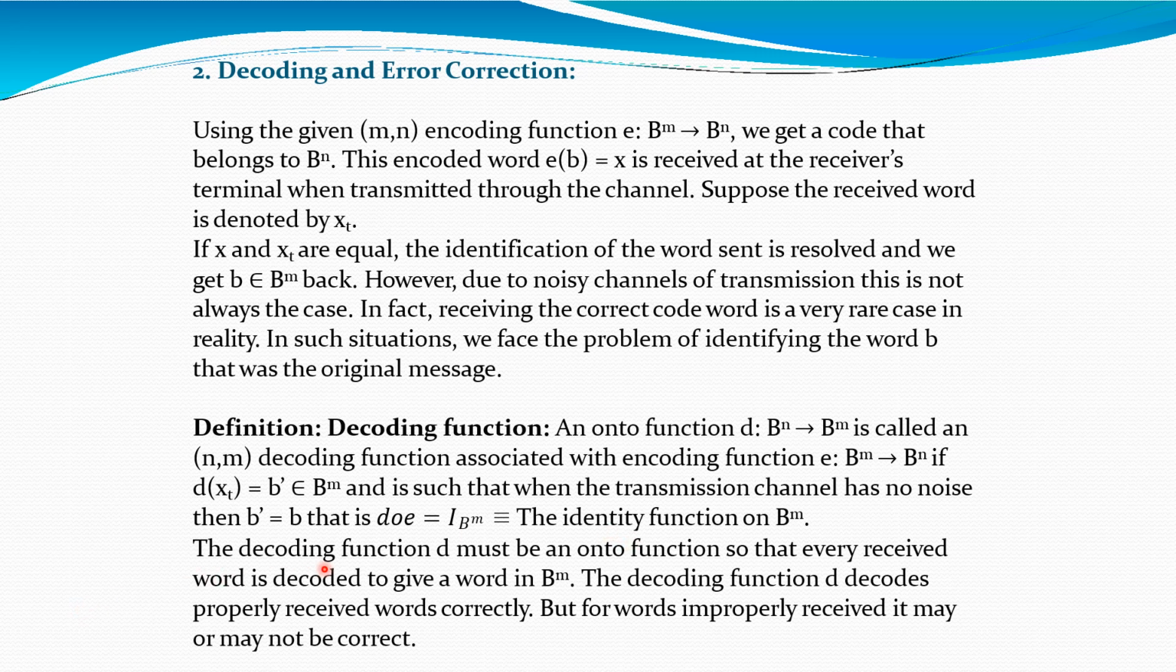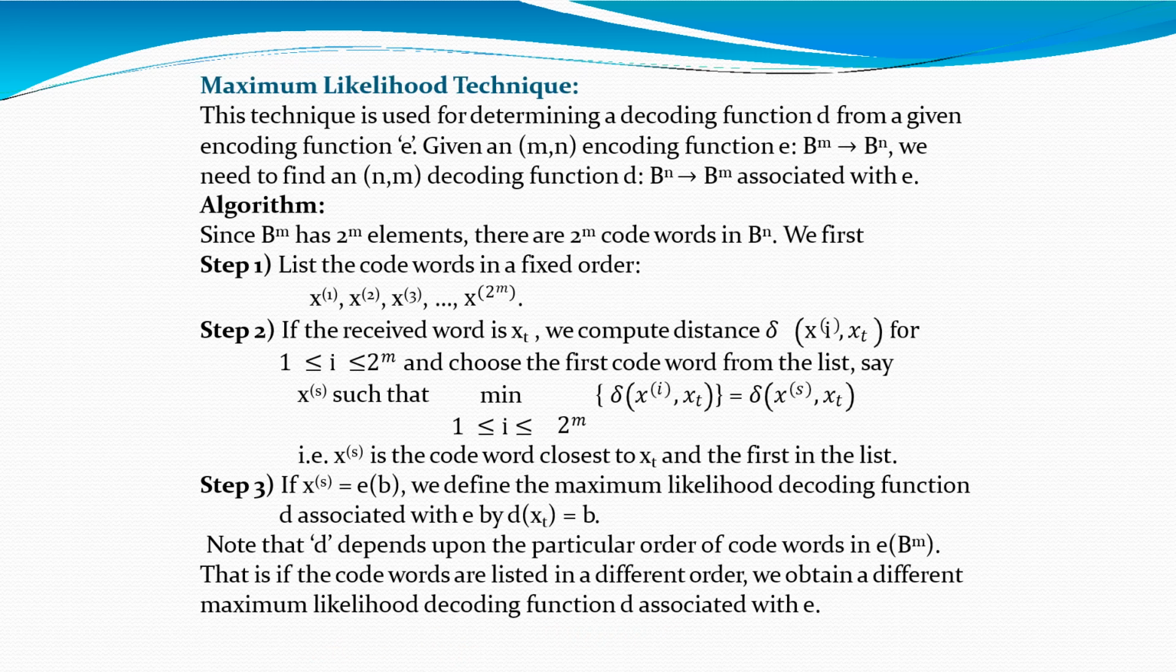Now the decoding function D must be an onto function so that every received word is decoded to give a word in Bm. See, if the function is onto, it means every element in the codomain must have a pre-image in Bn. Now Bm contains all the words and we have to decode them, and so the function must be an onto function. The decoding function decodes properly received words correctly, but for words improperly received it may or may not be correct.